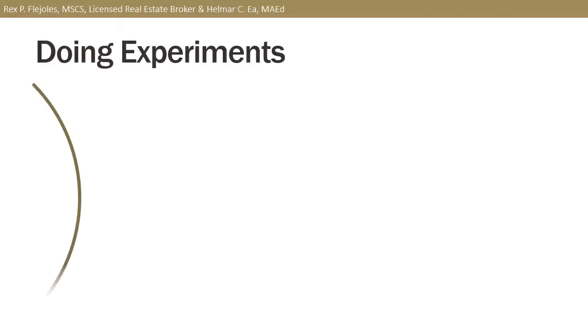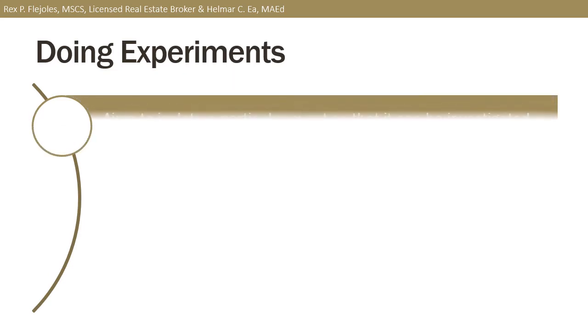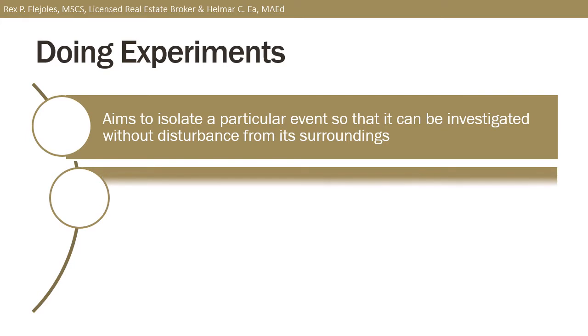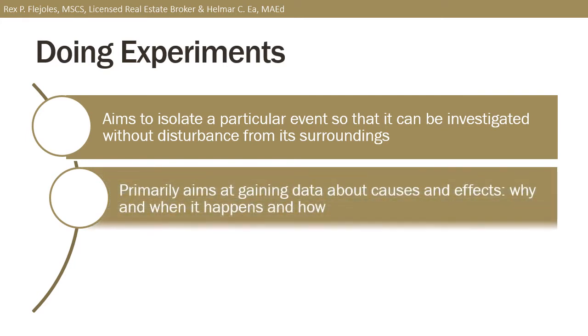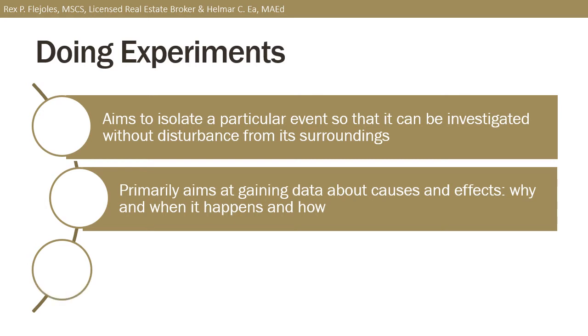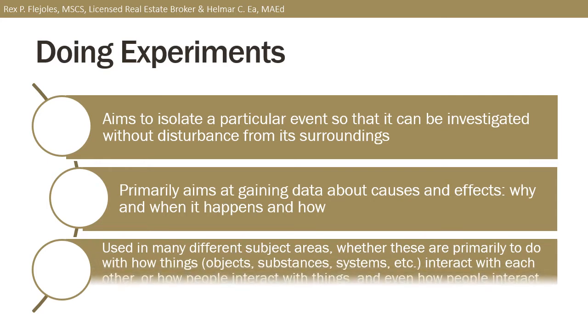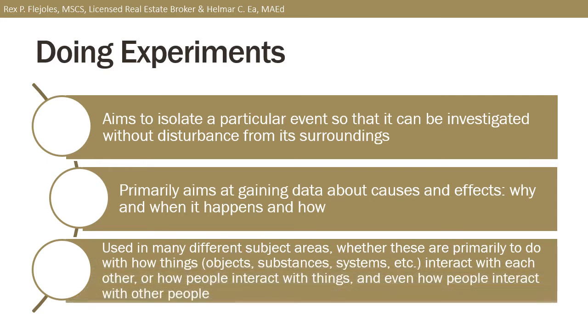Fifth method is doing experiments. It aims to isolate a particular event so that it can be investigated without disturbance from its surroundings. Primarily, it aims at gaining data about causes and effects, why and when it happens, and how. It is used in many different subject areas, whether these are primarily to do with how things, such as objects, substances, and systems, interact with each other, or how people interact with things, and even how people interact with other people.